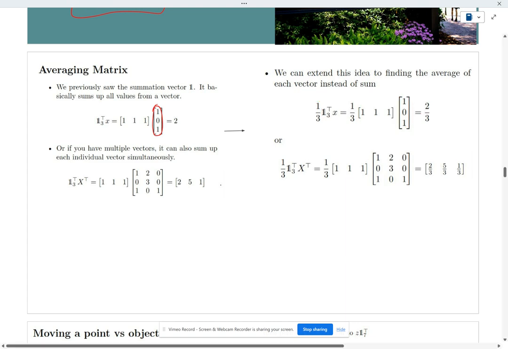Here you have multiple vectors, so you're going to find the average of this, and this. The average of the first one is just 2, 3. The second one is 5 over 3, and the third one is 1 over 3. So you can find the average of multiple points simultaneously by multiplying the matrix by the averaging matrix.